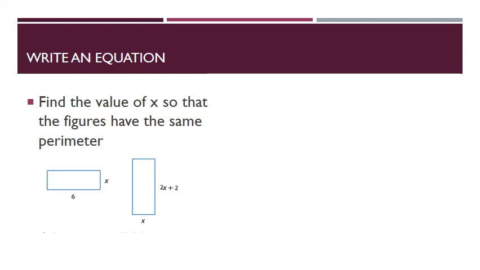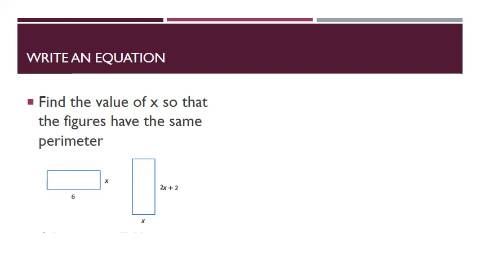All right, last up on this chapter section on solving equations with variables on each side. This corresponds to page 99 in the textbook. It's a standardized test example, so write an equation. Here we go. It says find the value of x so that the figures have the same perimeter.